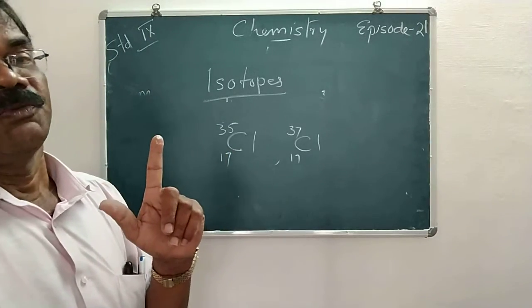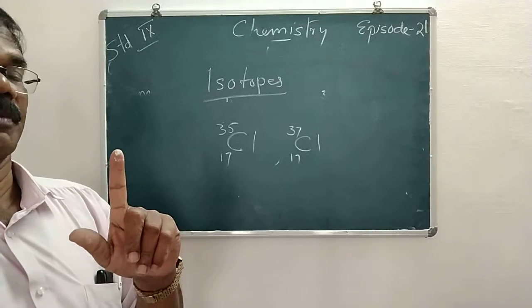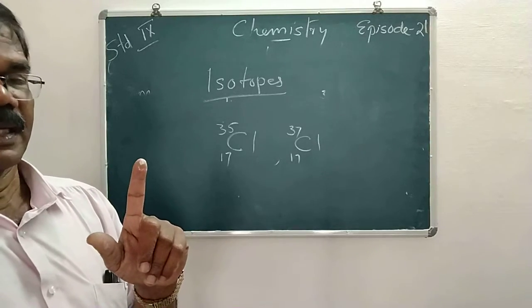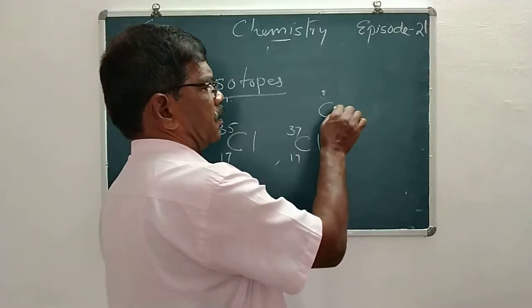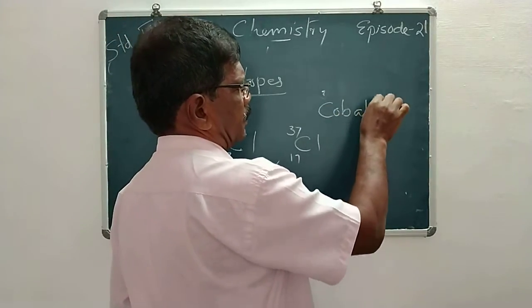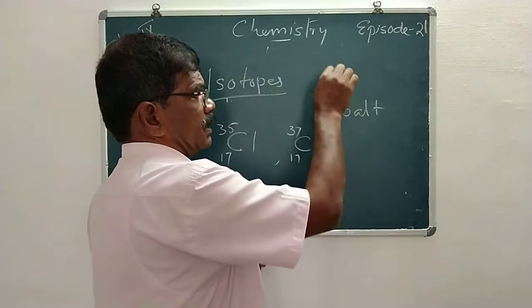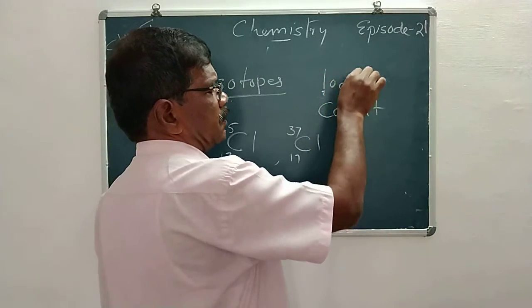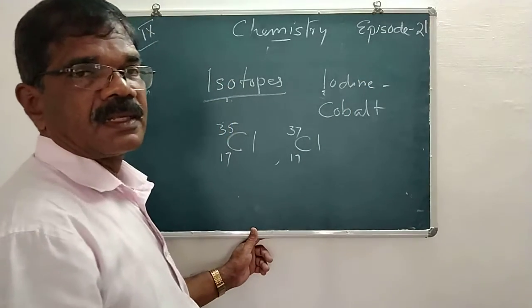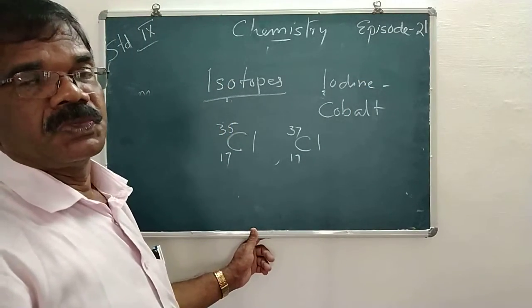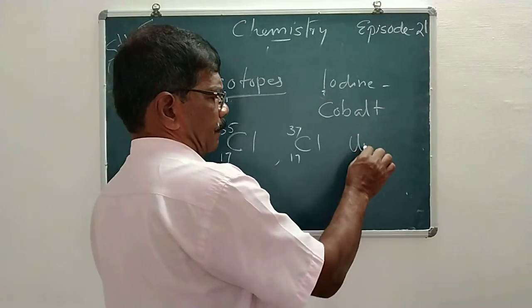Which isotope is used in the treatment of cancer? Cobalt. Cobalt is used in the treatment of cancer. Iodine is used in the treatment of goiter disease. And which isotope is used in nuclear reactors? Uranium.